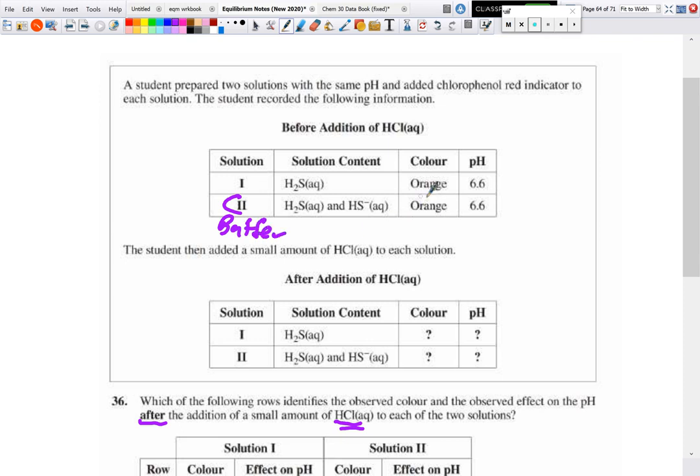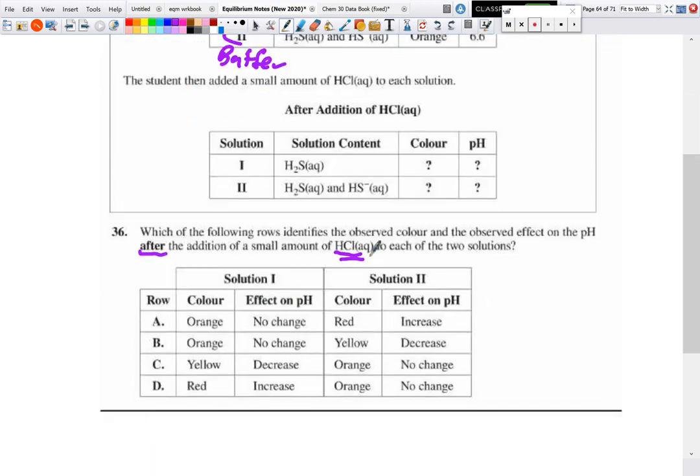They're starting with the same color because of the indicator, and they're starting with the exact same pH. So if we add a strong acid to our first solution that has no buffer, the color should change and the pH should also drop. Looking at our effects for solution 1, knowing that it's not a buffer, it's only a weak acid, then of course if we add strong acid, we're going to decrease the pH. So solution 1, change, decrease. Oh, it has to be C, right?